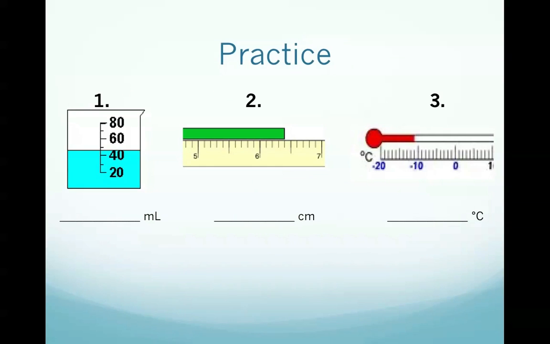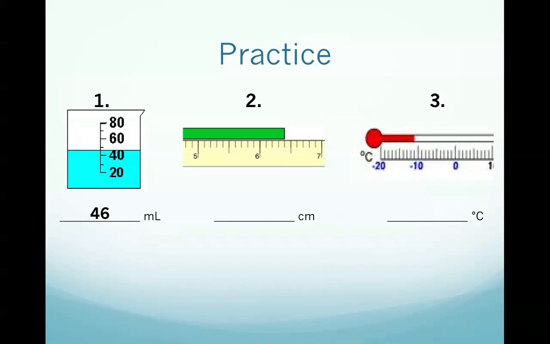So go ahead here, you already have your units shown. You're just simply going to go through and see if you can give the correct measurements. So pause the video and then I'm going to go through the answers and then we can cover any questions tomorrow in class. Alright, so for your practice problem number 1, you should have 46 milliliters. You have to make sure you don't have anything to the tenths. These were only marked to the tens place, so you can only estimate to the ones.